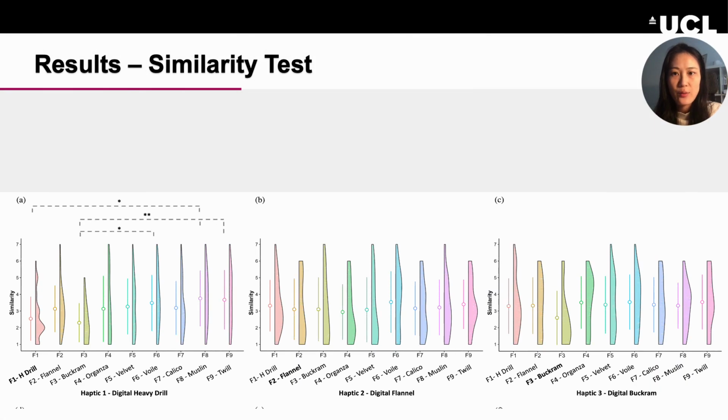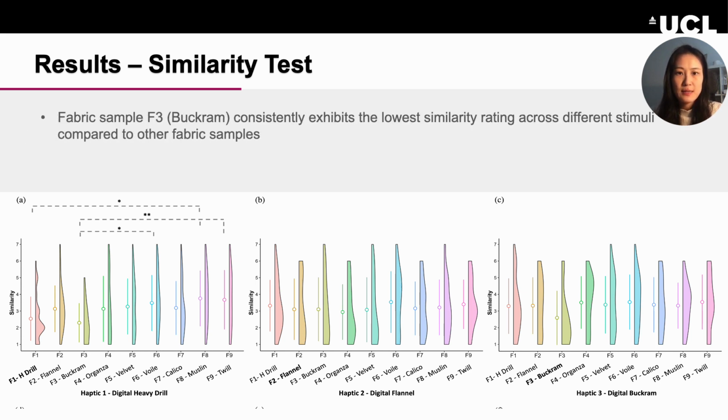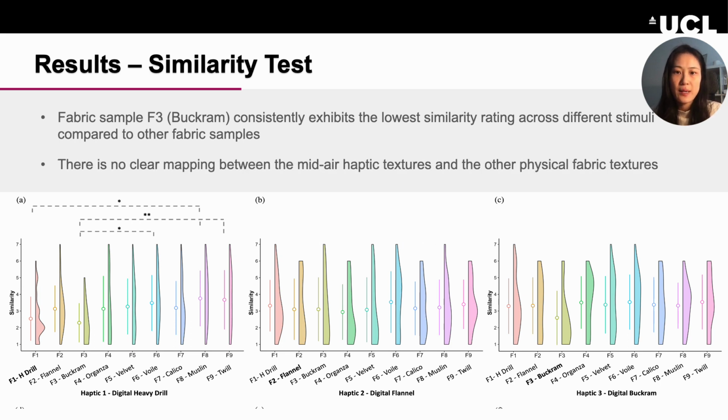The collected data was analyzed using multivariate ANOVA for each digital sample. Fabric background consistently exhibited the lowest similarity rating across different stimuli compared to other fabric samples, and there is no clear mapping between the media haptic textures and the physical fabric textures.